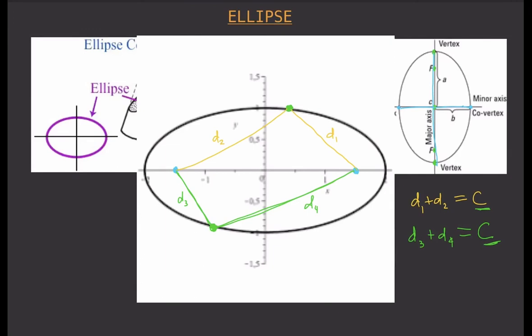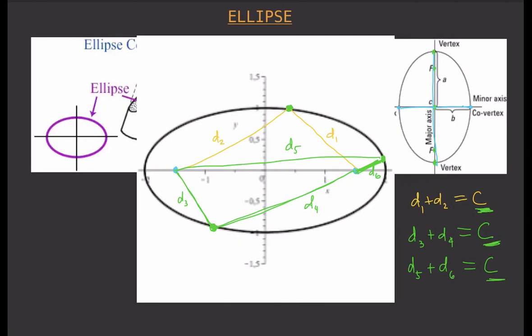Say you pick a point that's here. You connect these two lines, and say this is d sub 5 and this is d sub 6. If you add d sub 5 and d sub 6, you're still going to get c. So this is a constant value if you add these two things right here. Anywhere you look, any point that you choose, you're always going to get that same value. So that's the unique characteristic of an ellipse.